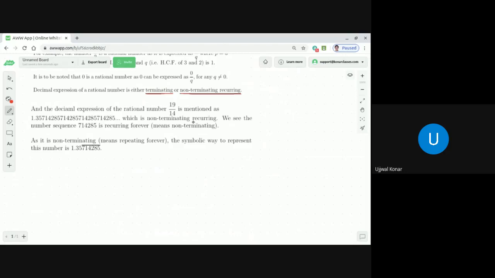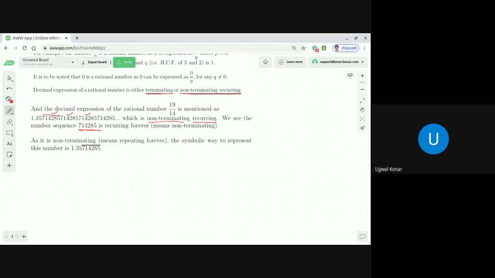Why is it recurring? Recurring in the sense that we see that the number 714285 is recurring forever. That means non-terminating. So you see here 714285, this is repeating here, then it is repeating here, then it is repeating here. You see that 714285.